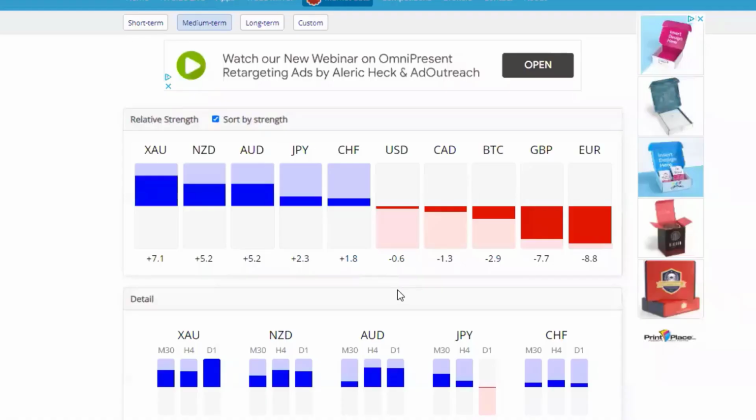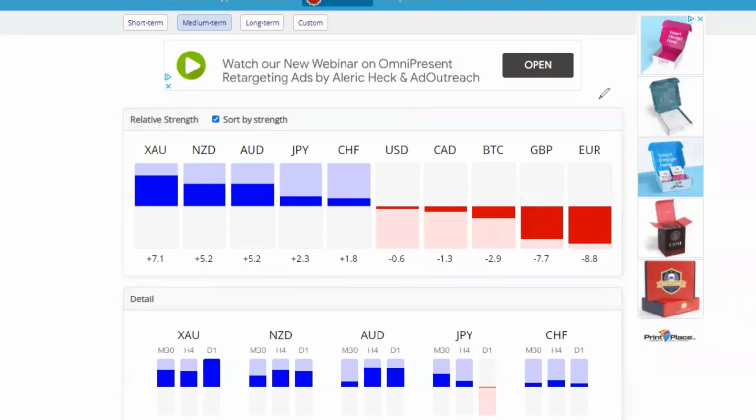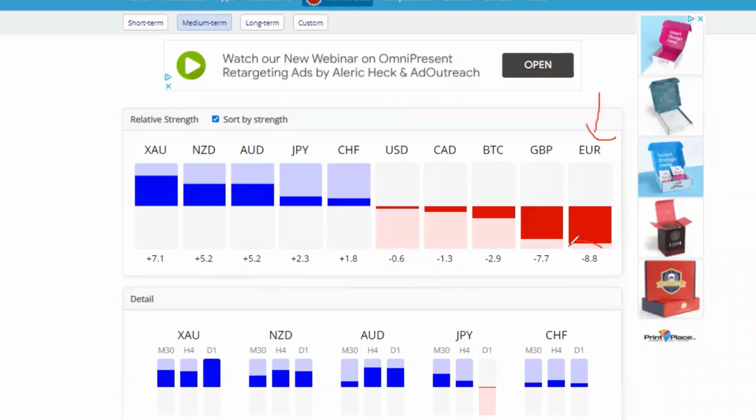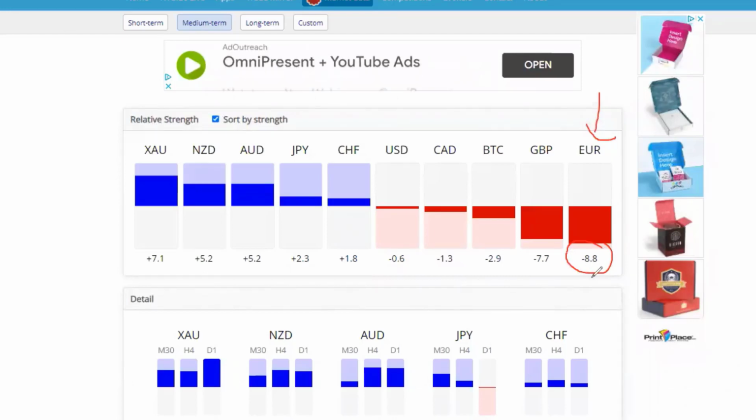Let's quickly see what is going on with the currency strength. As you can see, Euro is weak, and right now I believe seriously that it is at the verge of reversing because it's at minus 8.8. Come on, minus 8.8. So any moment from now, it's going to be experiencing a reversal. The same thing for GBP.